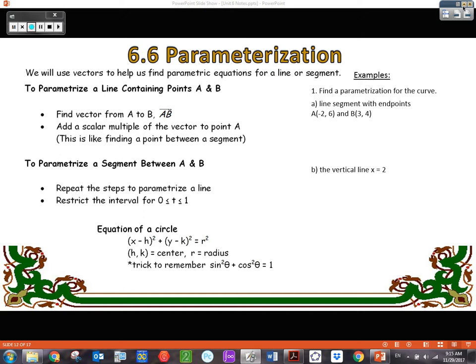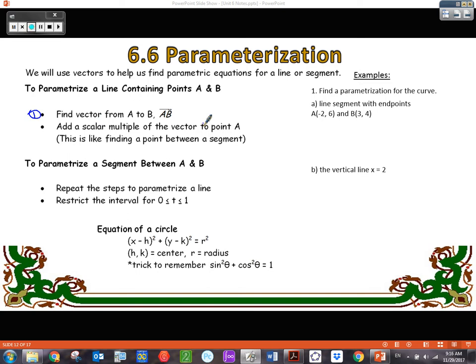a rectangular line. We basically need 2 points on the line, point A and B. Sometimes we're given those points, sometimes we're not. So here's our steps. The first thing that we would do is we would find the vector from A to B. Now, do you have to find the vector from A to B? Could you find it from B to A?